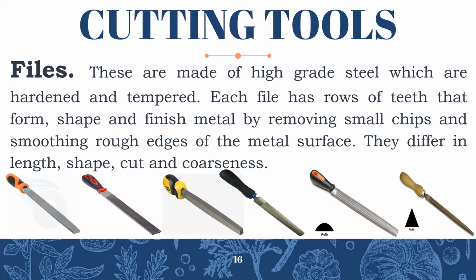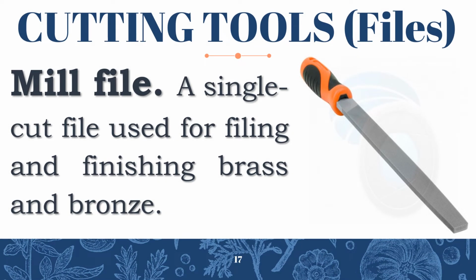Another cutting tool is the files. These are made of high-grade steel which are hardened and tempered. Each file has rows of teeth that form, shape, and finish metal by removing small chips and smoothing rough edges of the metal surface. They differ in length, shape, cut, and coarseness. We have different files under cutting tools. The first kind of file is the mill file, a single cut file used for filing and finishing brass and bronze.